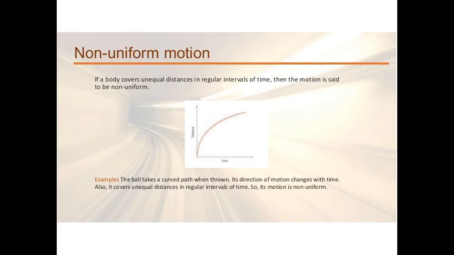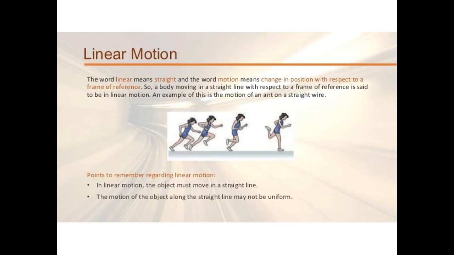So this type of motion is said to be non-uniform motion, and if we draw a graph of this non-uniform motion along time and distance, then you can get this type of picture. Another one is linear motion. Linear motion means motion in a straight line, as the word linear means straight and the word motion means change in position. So if a body moves in a straight line, then that motion is said to be linear motion.